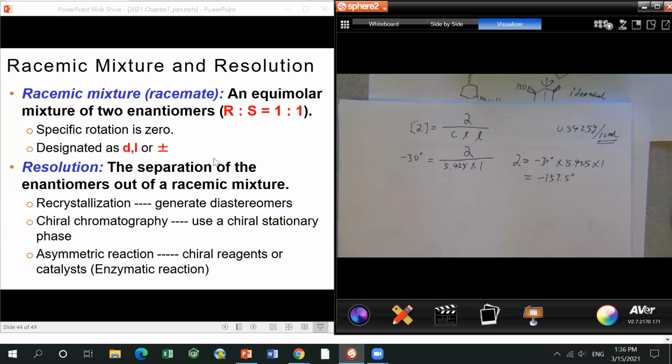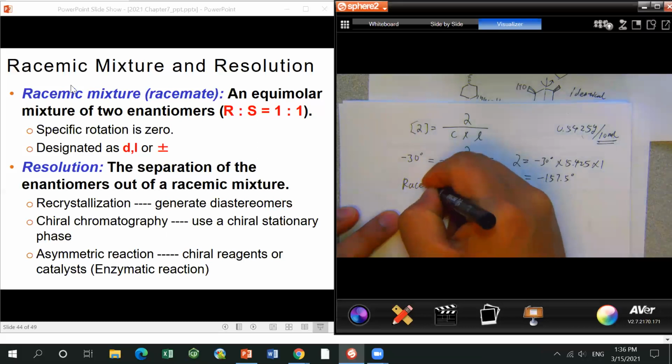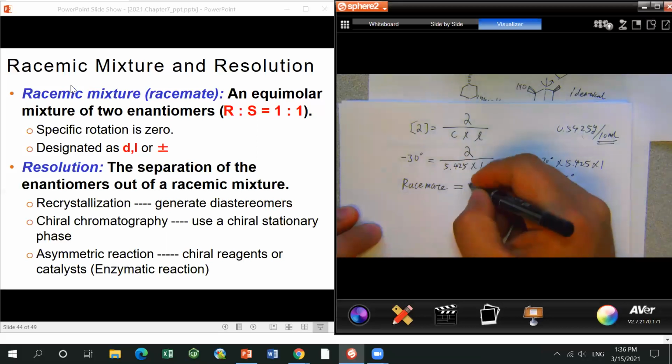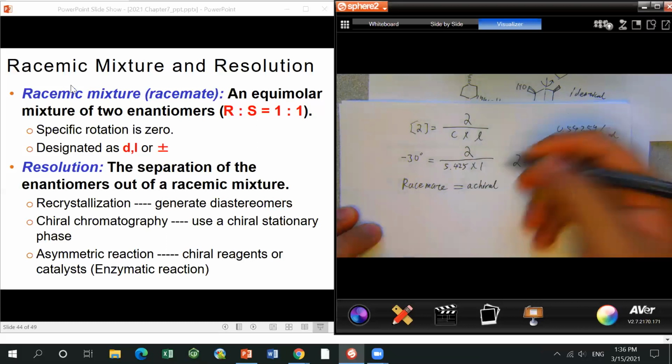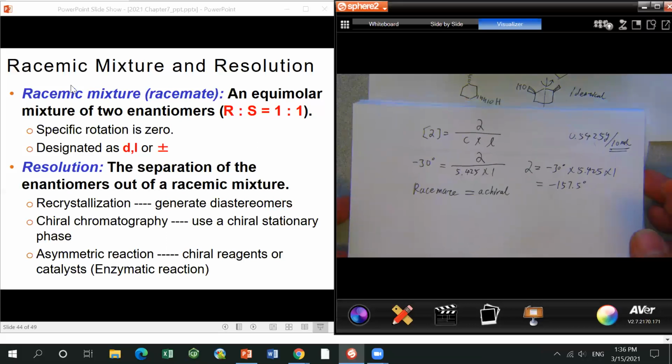Right, and there's one definition. If we have a mixture with a 1-to-1 ratio of R and S together, we call this mixture a racemic mixture. Because of the R and S, the specific rotation cancels out each other, so the specific rotation is 0. We also call a racemic mixture a racemate. We treat it the same as an achiral molecule, because there's no specific rotation and no other chiral molecule behaviors.